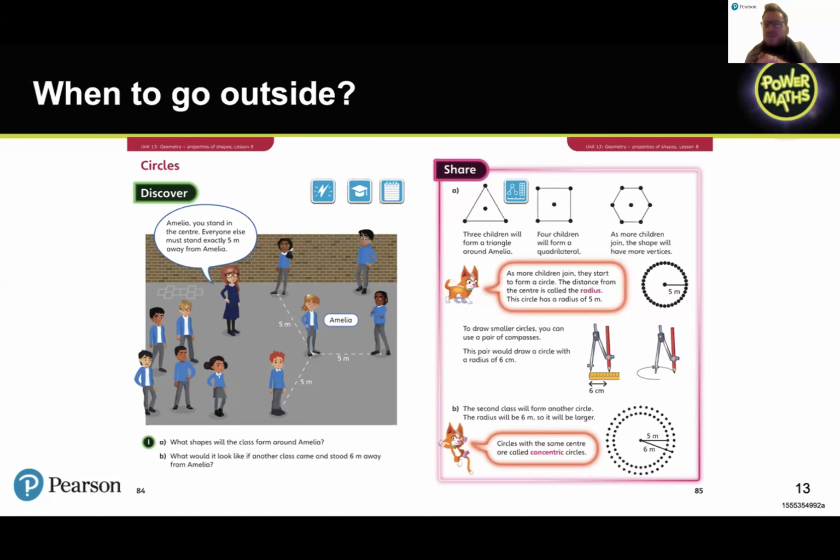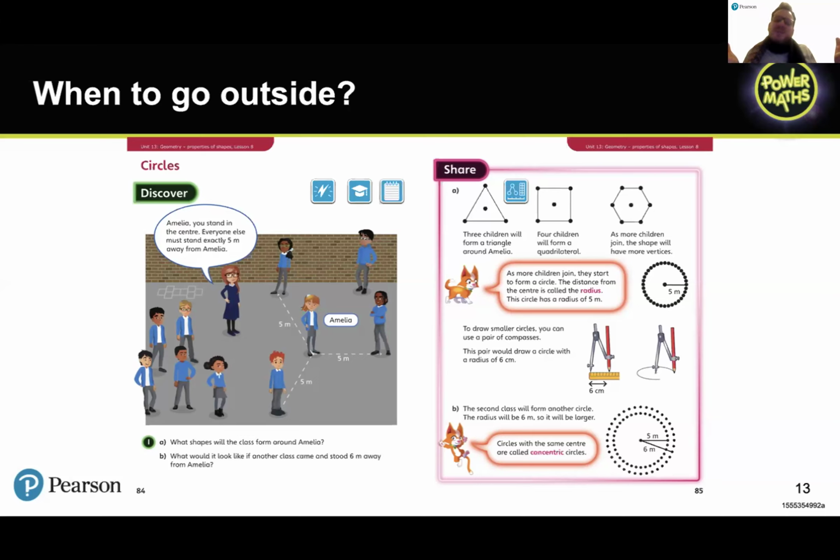You get 4 children, they've made a square. But actually, the more and more children you add to it, as the shape changes, if you do that right, before you know it, you get a circle. And actually, what I know is that there's a moment of surprise or realization that a lot of pupils will go through if we act this out.